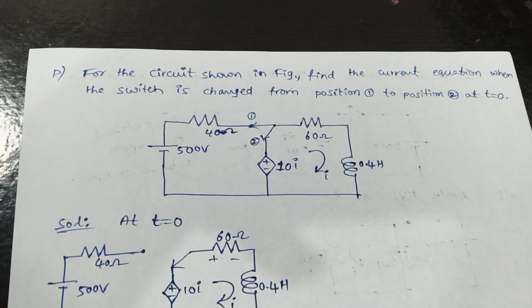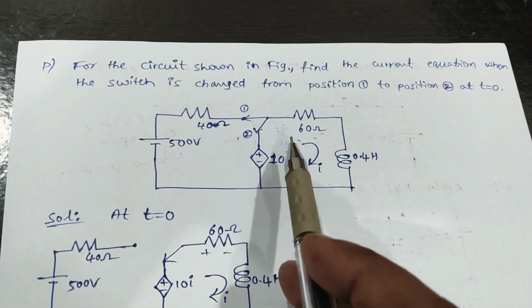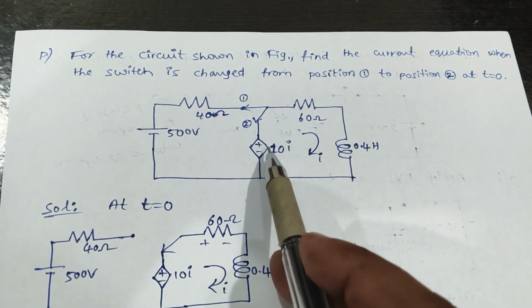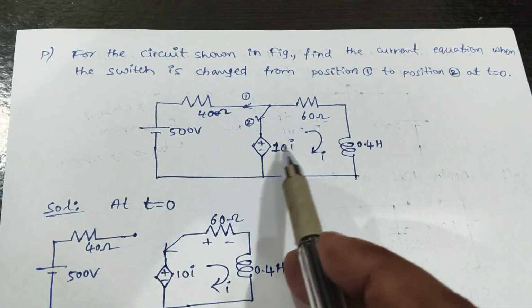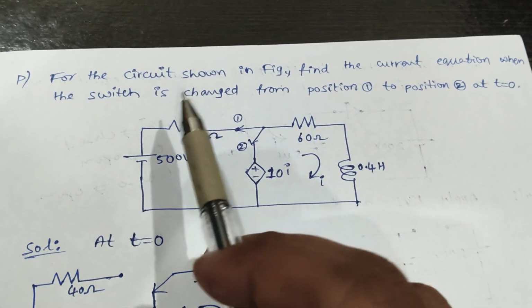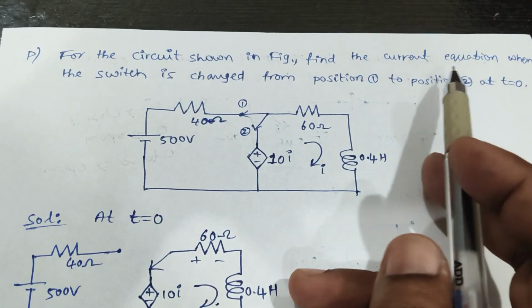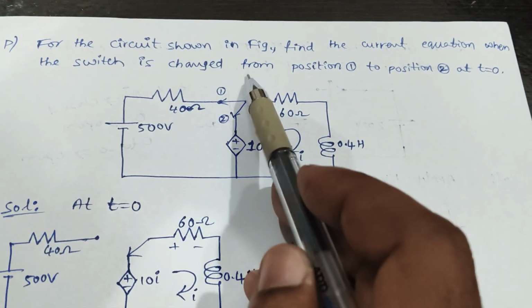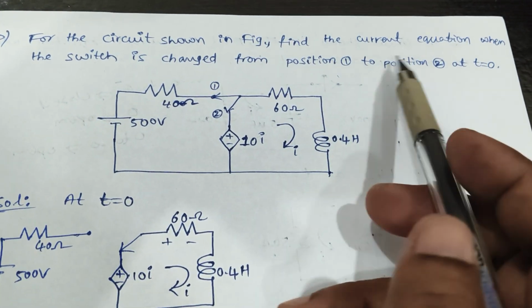Hi everyone. Today we'll see a few more problems on DC transients with dependent sources. We have one current dependent voltage source. So the problem statement: for the circuit shown in the figure, find the current equation when the switch is changed from position 1 to position 2.